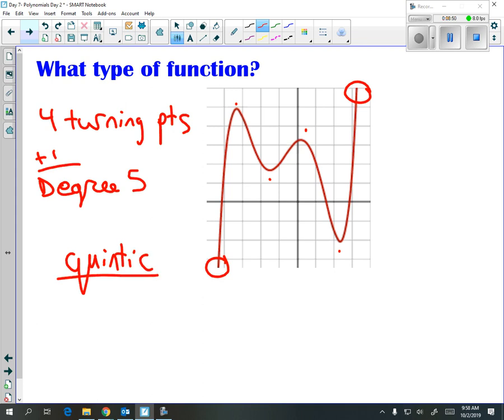Okay, looking at the number of x-intercepts isn't always too helpful when looking at what type of function it is, because as you can see in this case, you only have 1, 2, 3 x-intercepts. Doesn't really help me. But using the turning points and the number of x-intercepts together, that might help you out in figuring what's what.